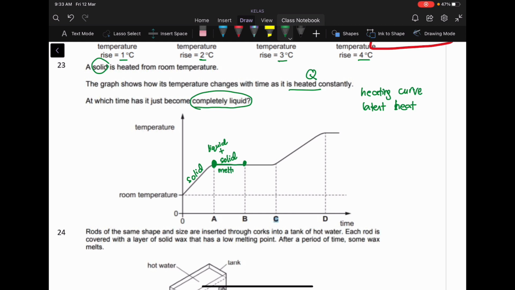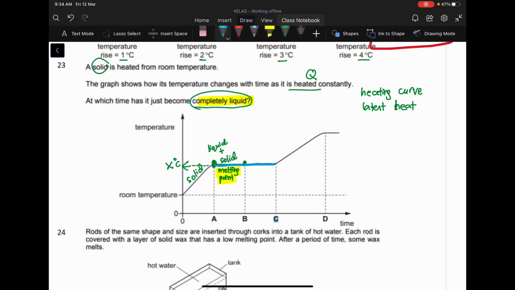Okay, the value here. So whatever the value here, degree Celsius, that is the melting point. But that is not the question. The question asks you when it becomes completely liquid. So not A, but at B. What about B? At B also, it is still the melting point. Now, if you look at the temperature, you have the same temperature from A to B, B to C.